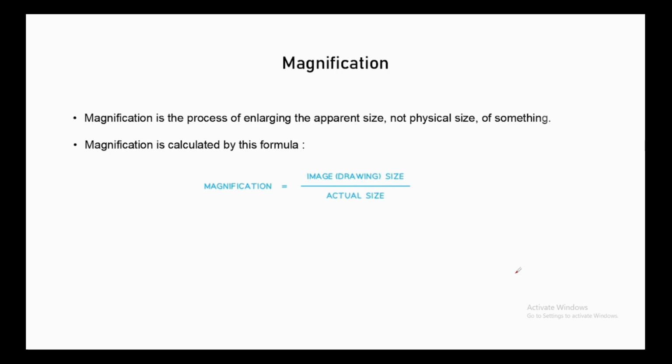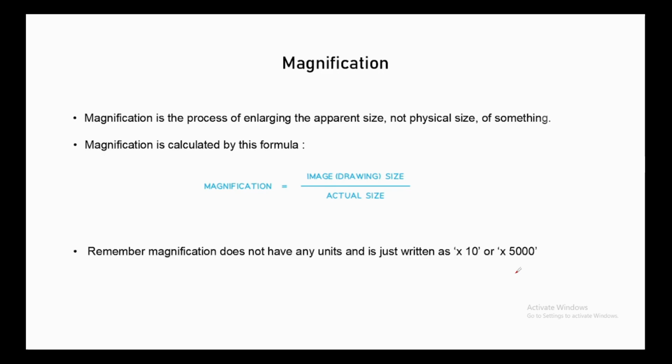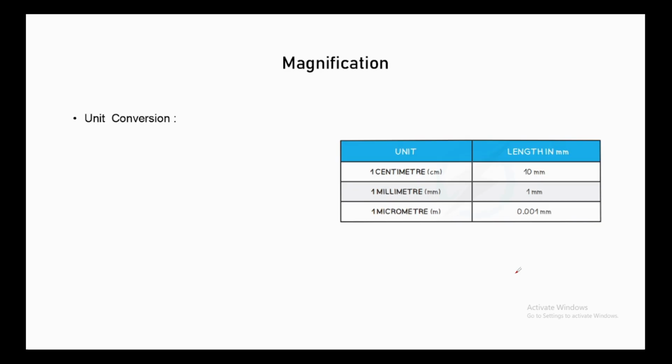Magnification. Magnification is the process of enlarging the apparent size, not the physical size, of something. Magnification is calculated by this formula: magnification equals image size, meaning the drawing size which you have drawn, divided by the actual size of the object. Remember, magnification does not have any unit. It is just written as x10 or x5000, meaning it is magnified by 5000 times.